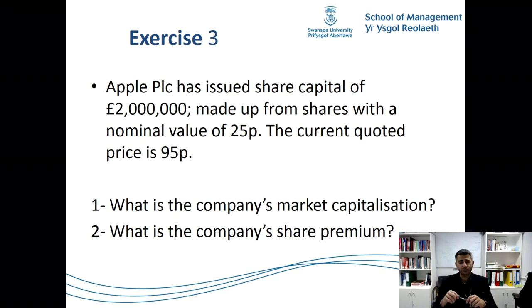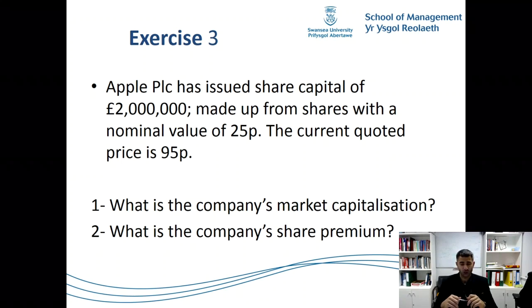£2 million made up from shares with a nominal value. So the nominal value is 25 pence, and the market value is 95 pence. In this case, the share premium, or the premium value, would be the market value minus the nominal value: 95 pence minus 25 pence equals 70 pence.